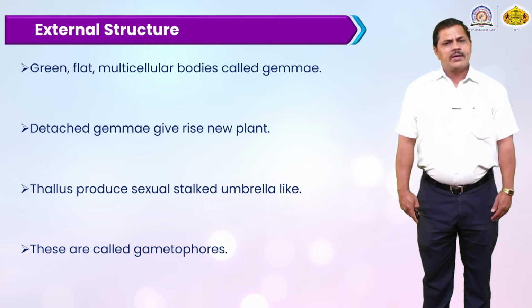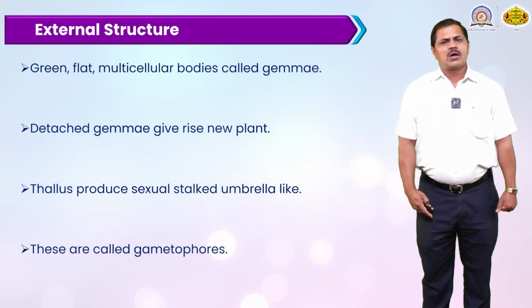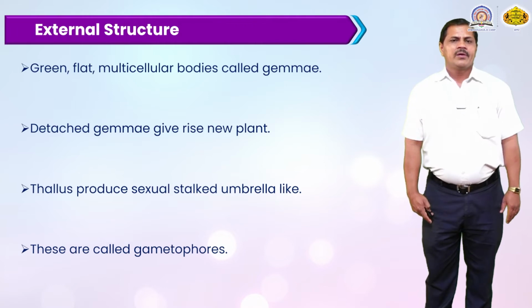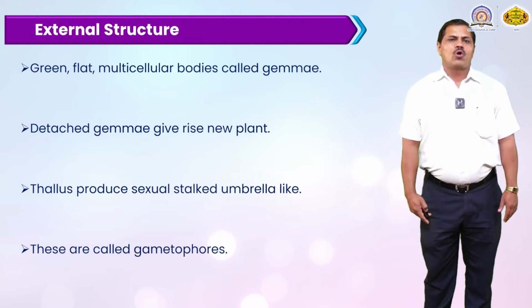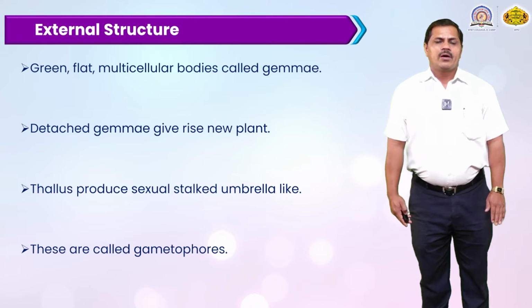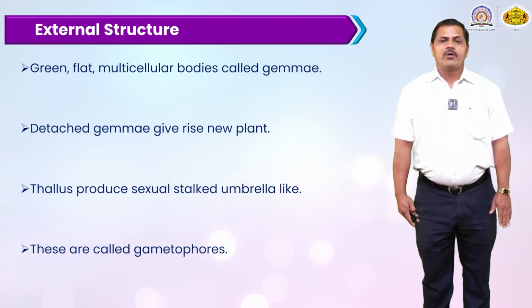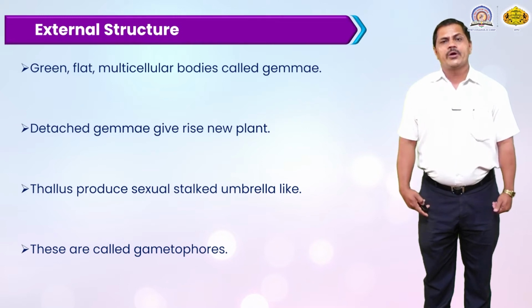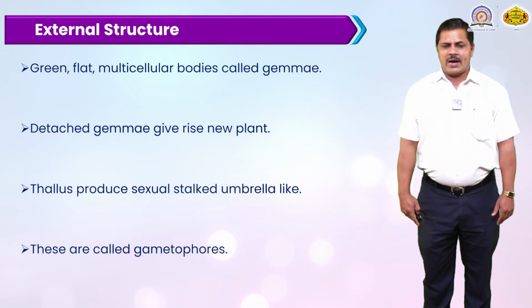At the time of vegetative reproduction, the gemma cups develop gemmae, and they detach at the basal portion of the gemma, and float away with water. When they settle down at some distance and there is a favorable condition, the gemmae start germination and develop into new individual plants.